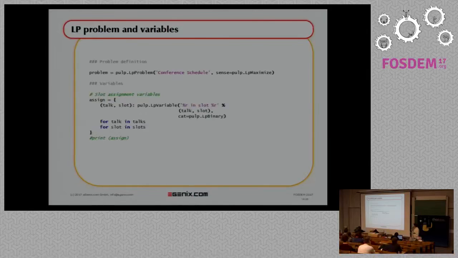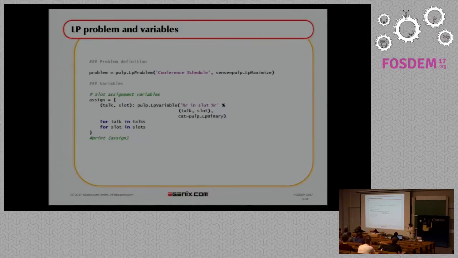And then you start defining this problem by creating this LP problem object, and you add things to it. First, you start with your problem object, and then you define your variables. The model that I'm using here is a very simple one. Basically you have an assigned variable, and the assigned variable says that this talk is going to be in that slot. And you do that for all combinations that you have.